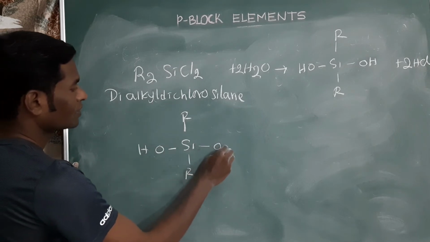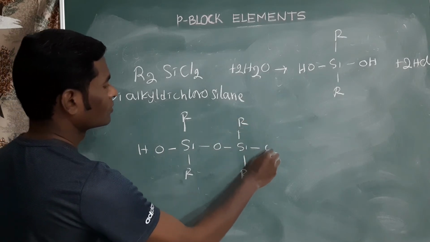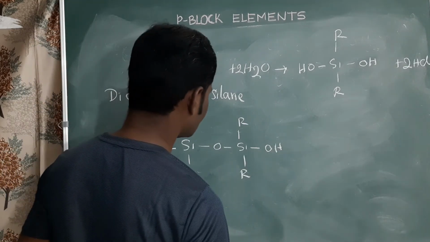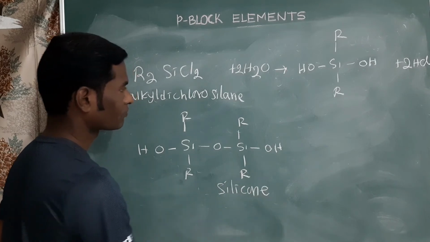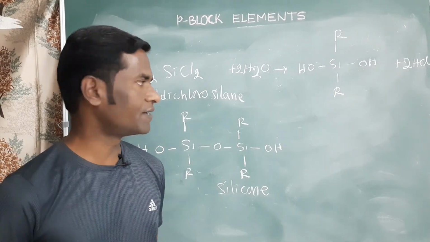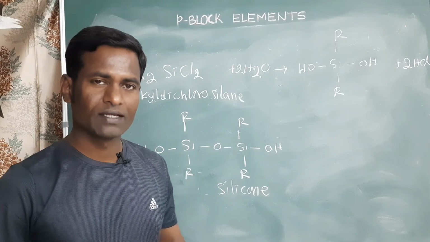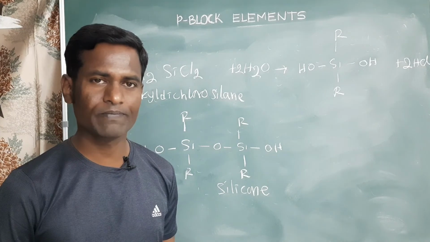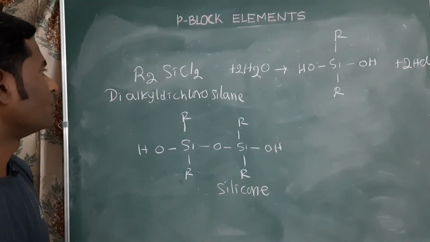SiR2(OH)2 units join together through condensation. This OH can extend the chain structure. This polymer is called silicone polymer. When dialkyl dichlorosilane is hydrolyzed, we will get 2 active side chain OH groups. This side chain OH joins with another molecule through condensation, then extends the chain structure. This polymer is called silicone polymer.